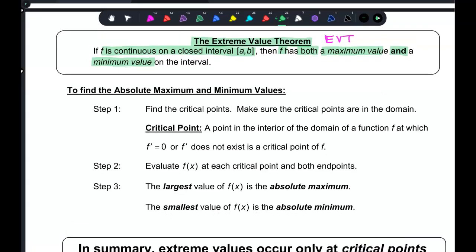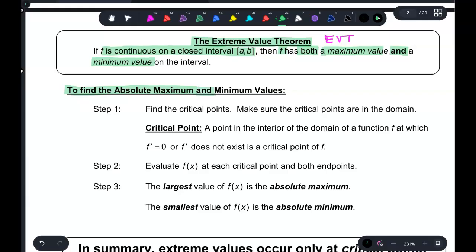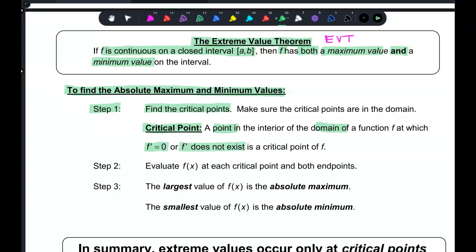What I'm going to do is give steps, and then we'll walk through the example on the next page. To find the absolute maximum, step 1, we find what are called critical points. A critical point is a point in the domain where f prime equals 0 or does not exist. Let's think about that. Where does f prime equal 0? What occurs there? A horizontal tangent.